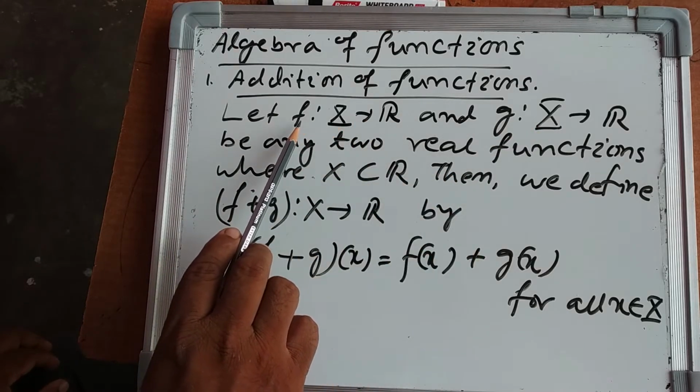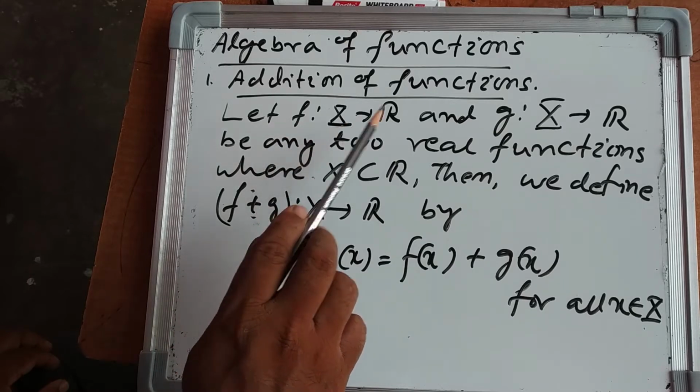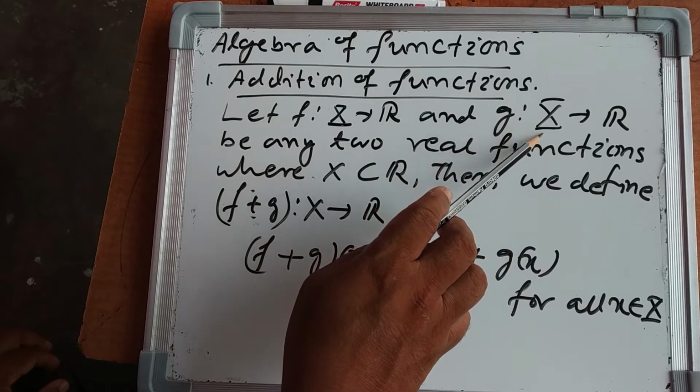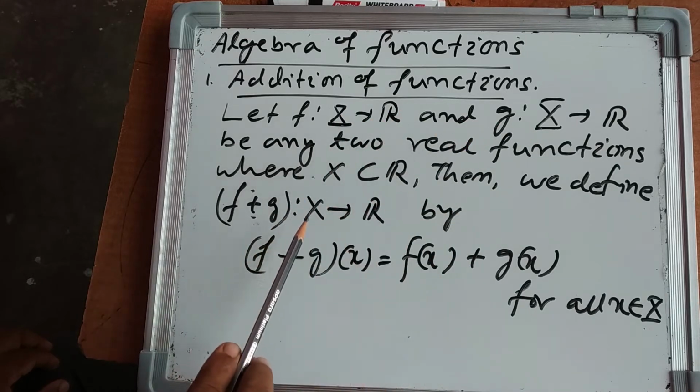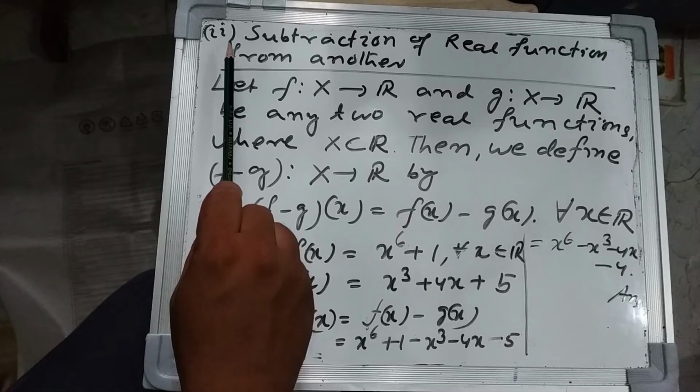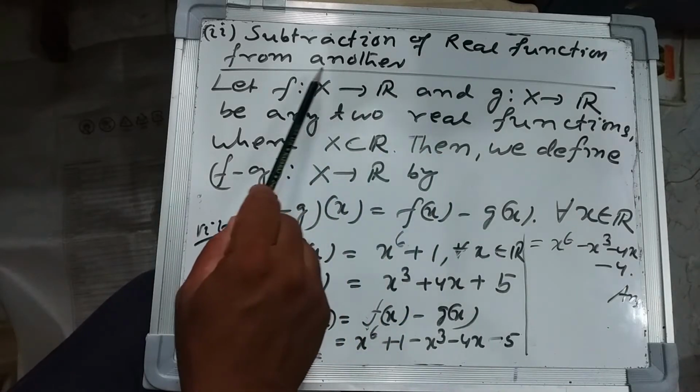The addition of functions is possible whenever their domains are the same. If function f has the domain X and the function g has the domain X, if two functions have the same domain, then addition of functions is possible. Come to the subtraction of a real function from another.